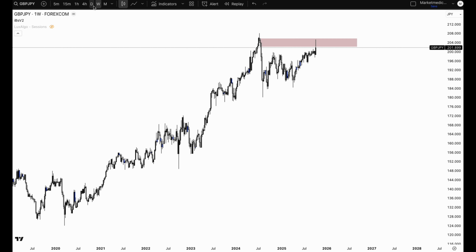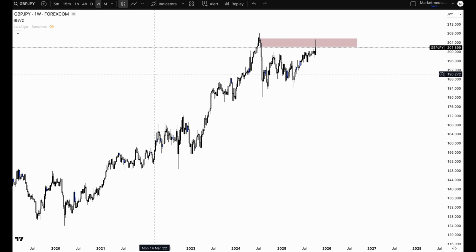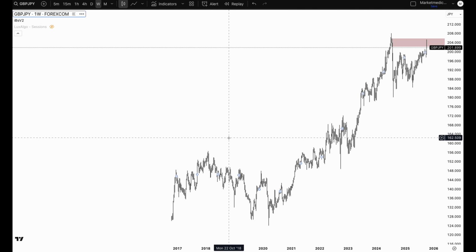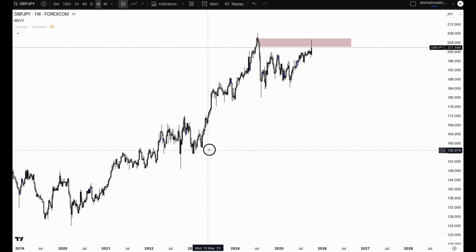So first, what I do, I call it the top-down analysis, in terms of analyzing what is happening on the higher time frame. Then I go down to the lower time frame to see how to capitalize on opportunities and then trade. So for GJ, you can clearly see that we have been in a very strong bullish trend.